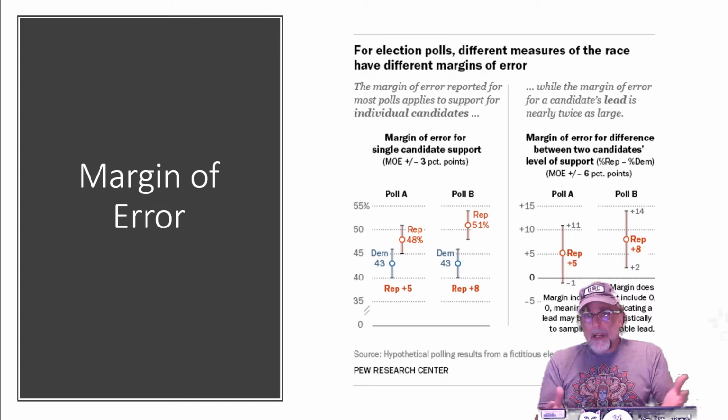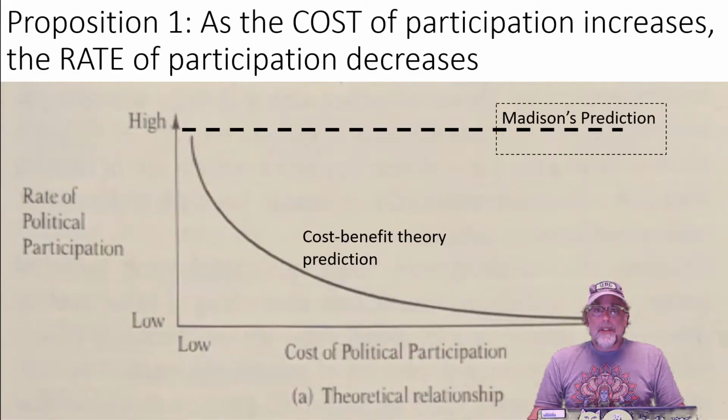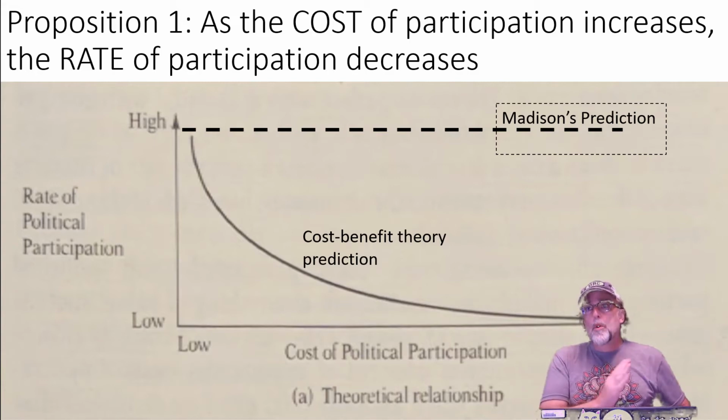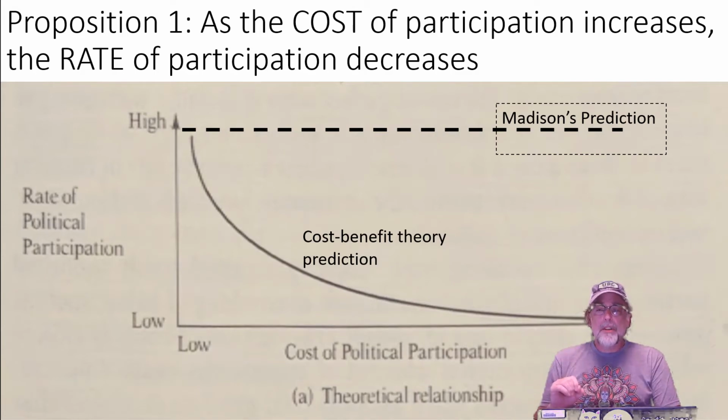So let's move on, now that we know the data that we're using in this particular case, to our propositions. You'll recall proposition number 1 was that as the cost of participation increases, the rate of participation is going to decrease. The idea here being that as there are more demands on somebody's resources, the less likely they are going to be to choose to invest those resources in that form of participation.